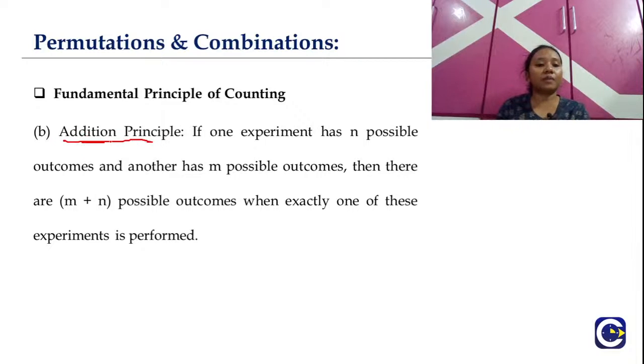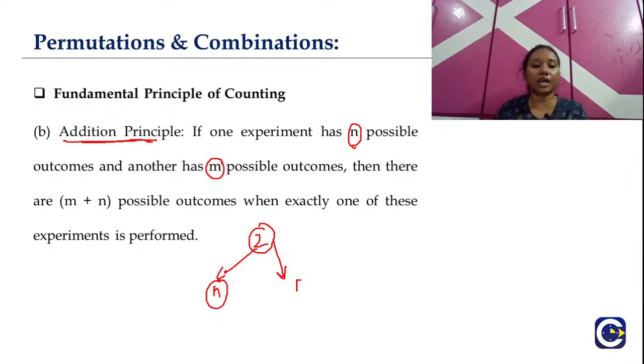So the second fundamental principle of counting is the addition principle, right? If one experiment has n possible outcomes and the other has m, here also we are having two experiments. One has n possible outcomes and the other has m possible outcomes. But here the condition is, what will be the possible outcomes when exactly one of these experiments is performed? Then the total outcomes will be m plus n.